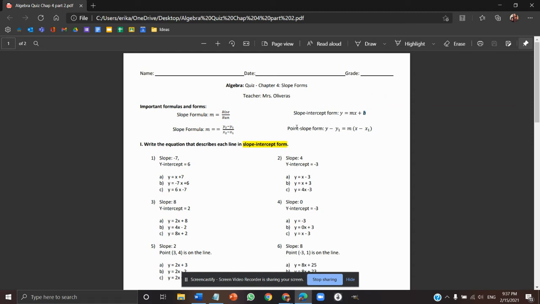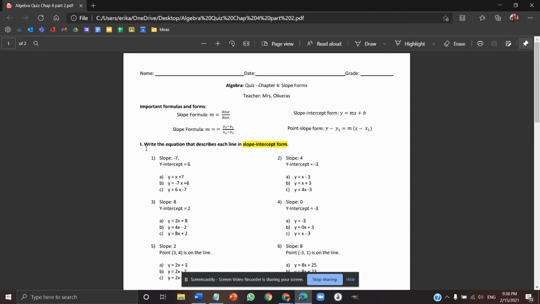The other form that we have is the point slope form, and again, it's point slope because we are now having two different points. We have a slope, we have a point in that coordinate plane, and we are looking for another point there. So let's go over each part.